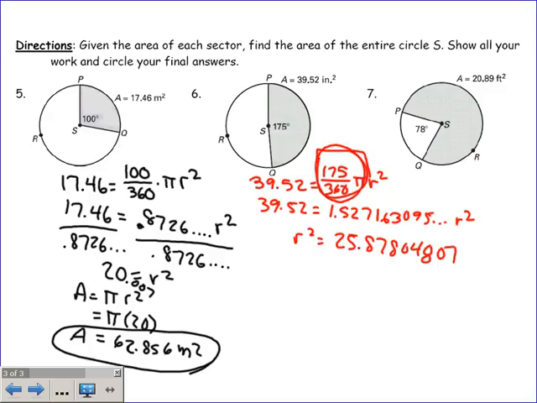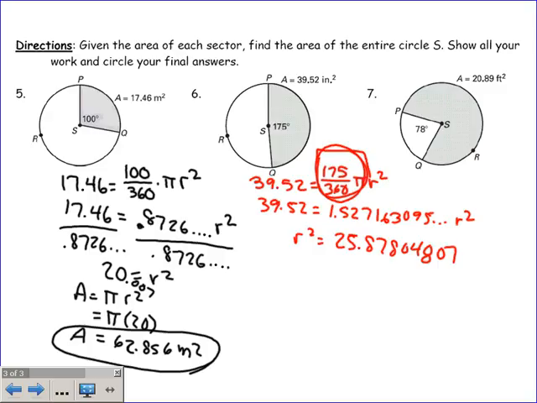Everyone, take your calculators out. As I was saying, 175 divided by 360, which is 0.4861111 times pi. Use your pi button, which is going to give you 1.527163095. Divide both sides by that 1 point whatever number, so 39.52 divided by, hit second answer. You should get exactly that number.